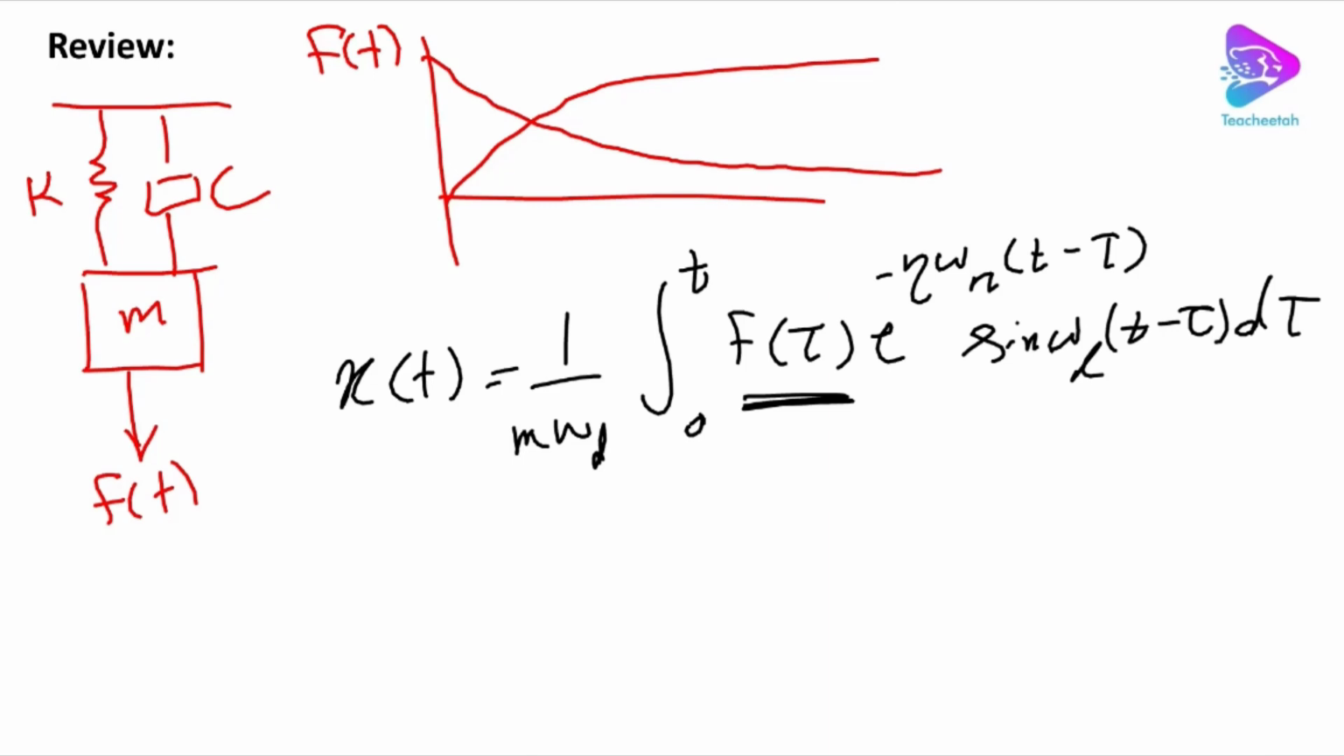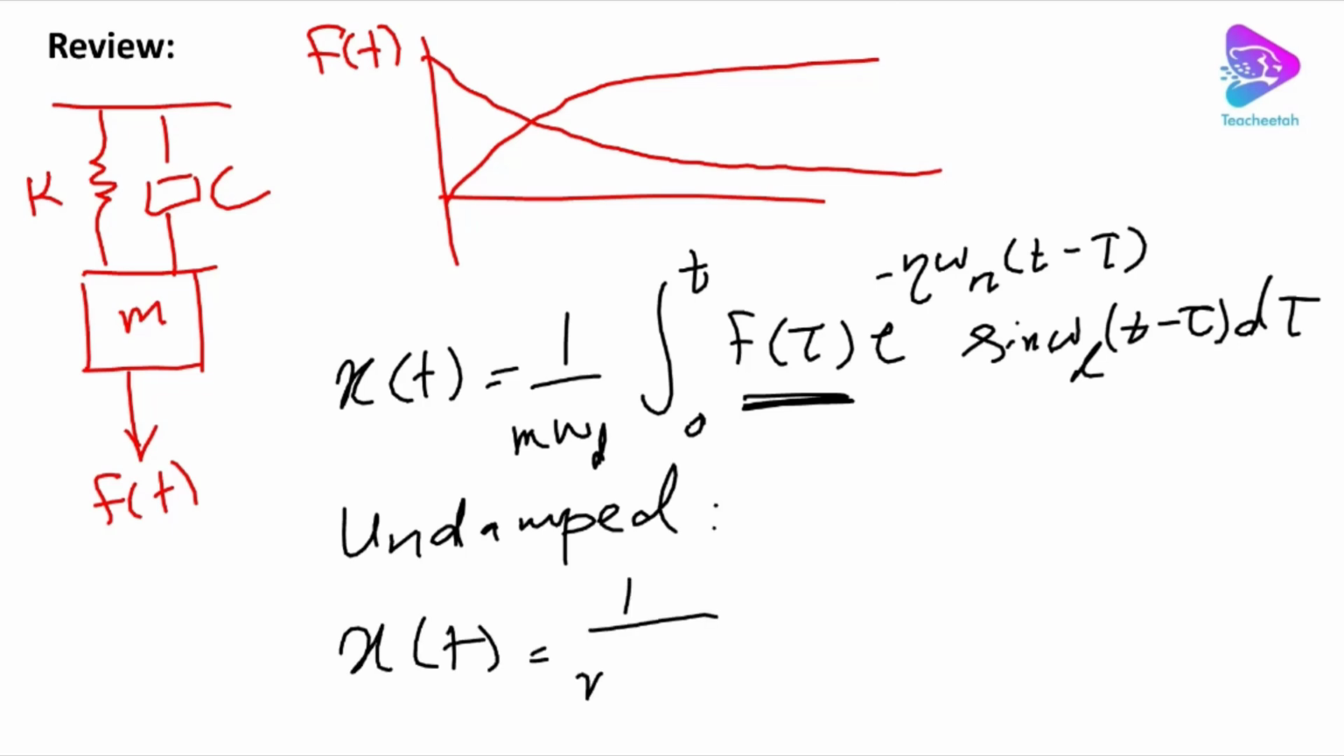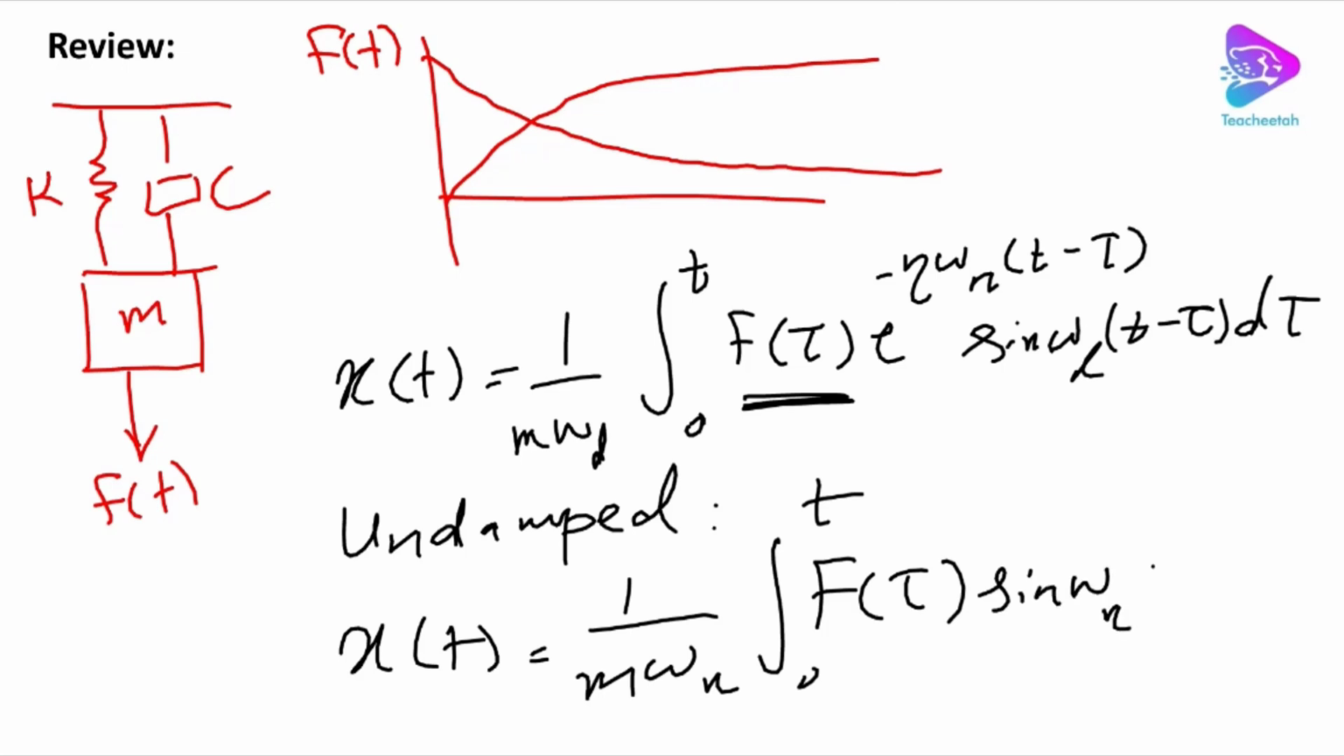For the undamped system, it's even easier because there is no omega_d or zeta. Then x(t) would be 1 over m omega_n, the integral from 0 to t of F(tau) sine omega_n (t minus tau) d tau, right? So it's even easier to find this integral. We remember that, and for cases where F(t) is an explicit function of time, we can simply solve this integral.